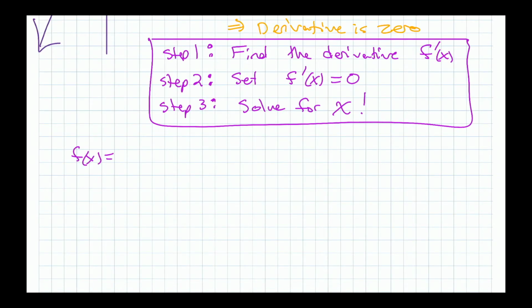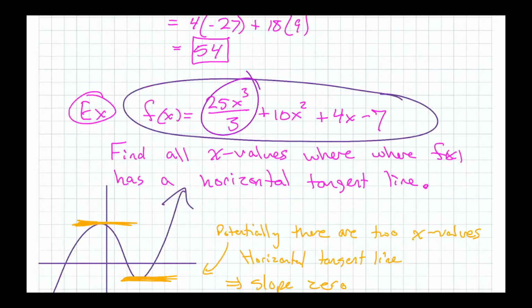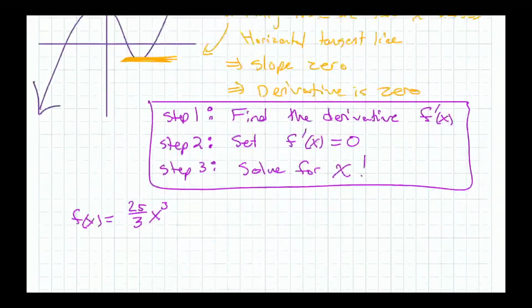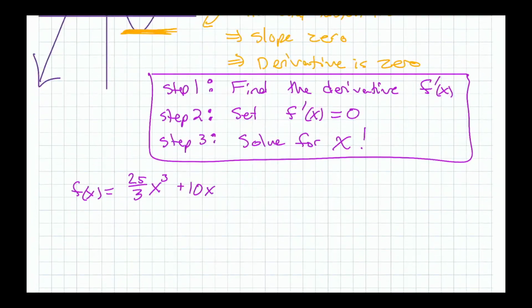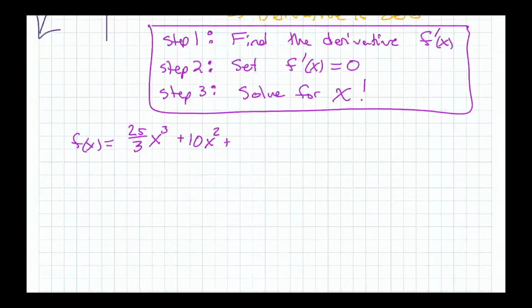I'm going to write it differently than they do. I don't like the way they wrote it there. It's 25x cubed over 3. I'm going to write that as 25 over 3 times x cubed. I like it that way better, but same thing. Plus 10x squared plus 4x minus 7. All right, that's f.